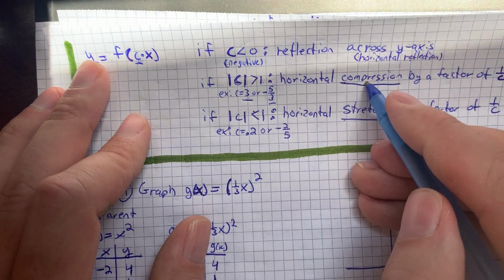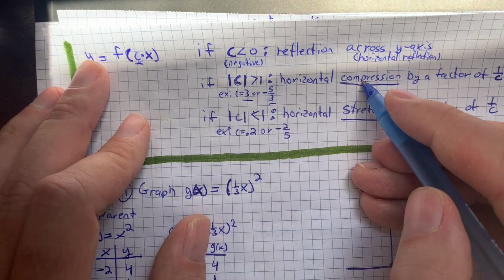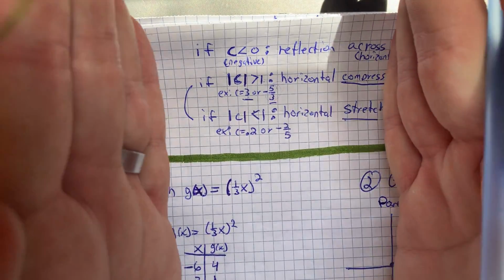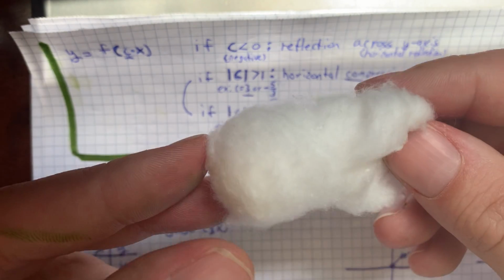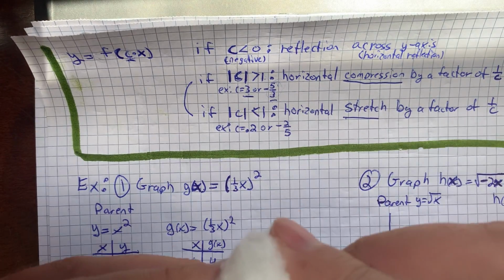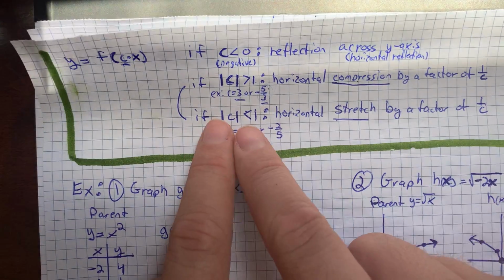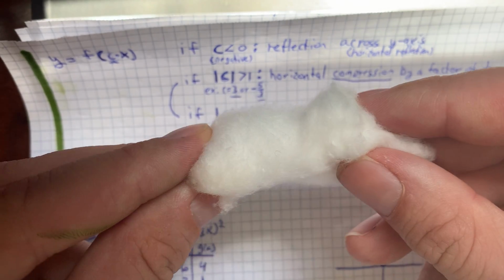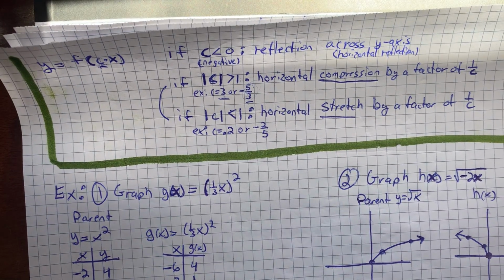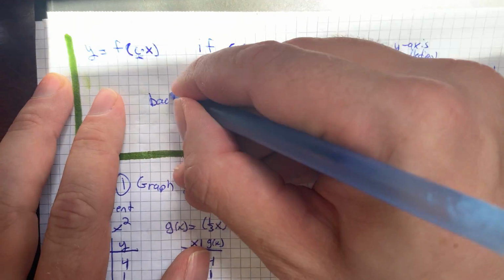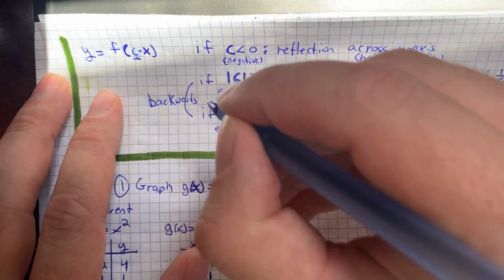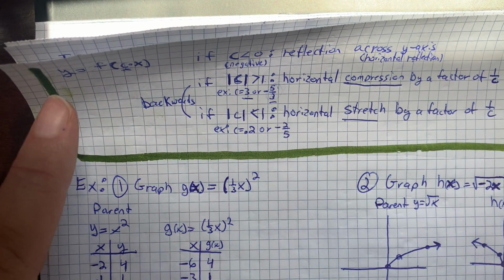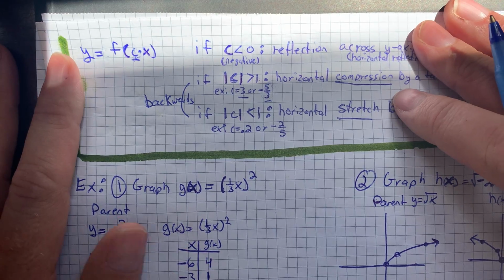Now, this is backwards from what you might think. If the number is bigger than 1, it is going to be horizontally compressed. And if the absolute value is less than 1, then we will horizontally stretch it. We'll see why that's backwards in just a second, but it's weird. This is backwards from what you might think, just like the h was. Remember the thing inside the parentheses when you added or subtracted, that was backwards. When you multiply inside the parentheses, that is also backwards from what you might expect.